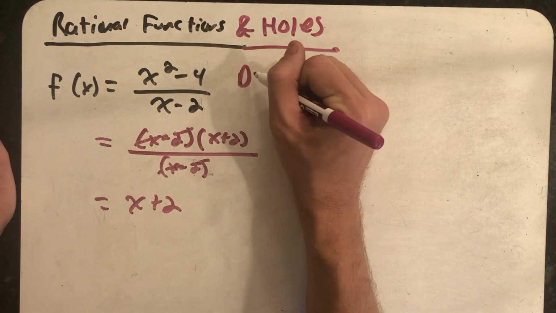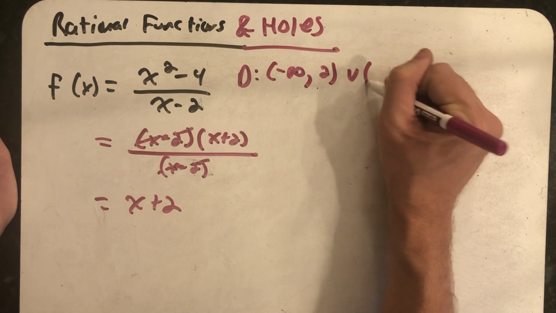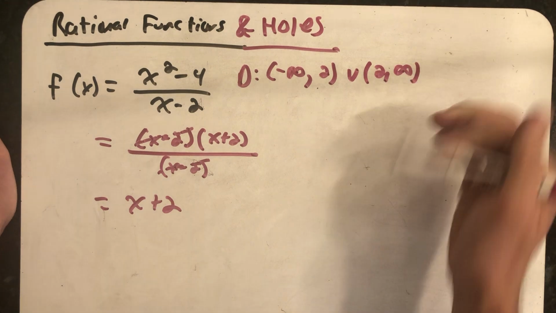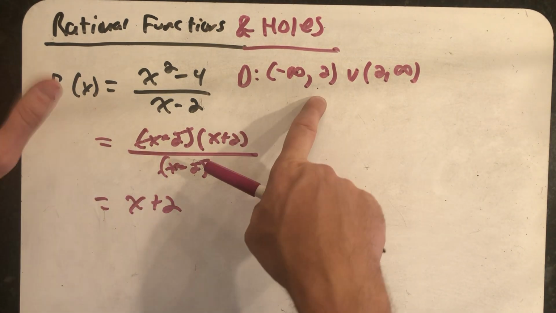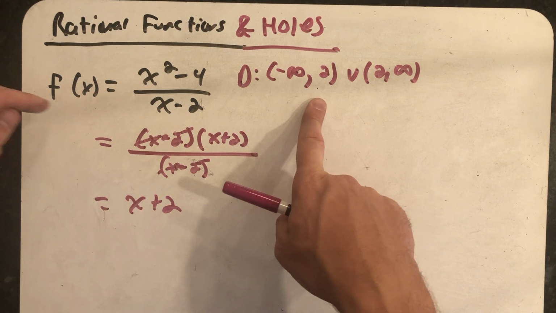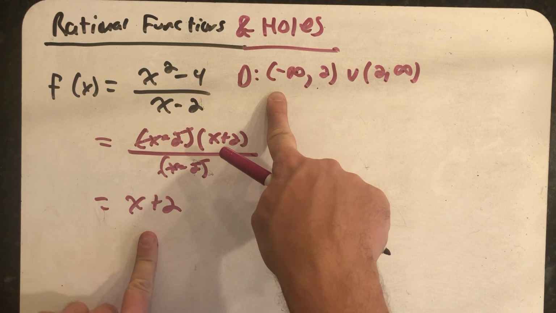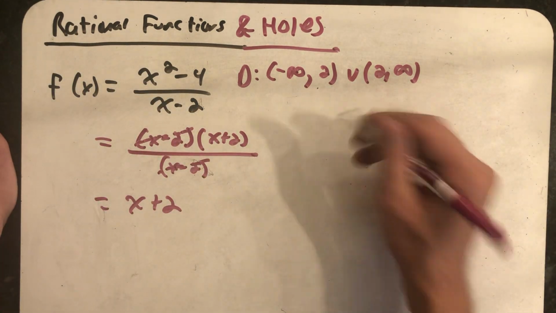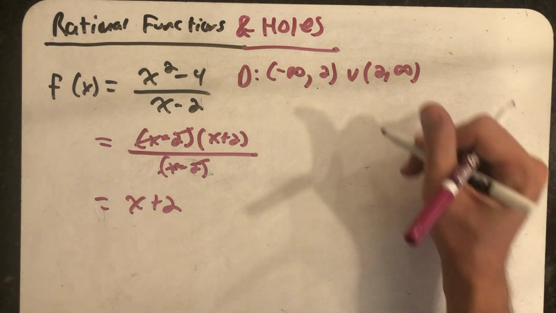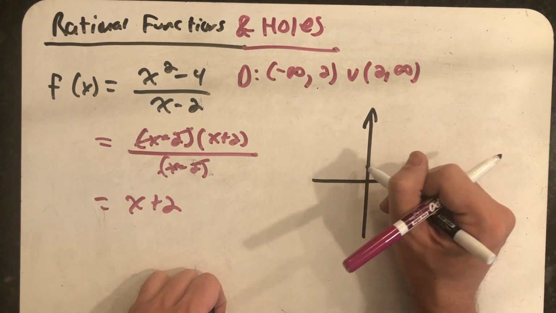Now that's important because the domain of this function does not include 2. That's where I'd be dividing by 0. So any x I plug into this is the same thing as when I plug it into this, as long as x is not 2. Well, because f of x is actually this function and it's equal to this function but only on this domain. So that's important. 2 is not in the domain of this function.